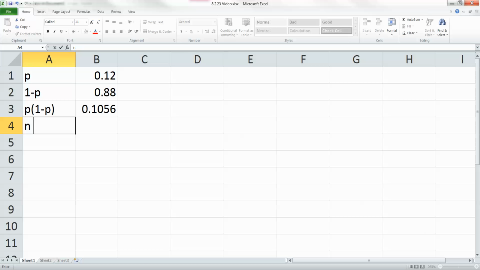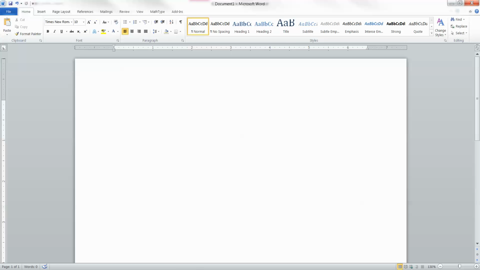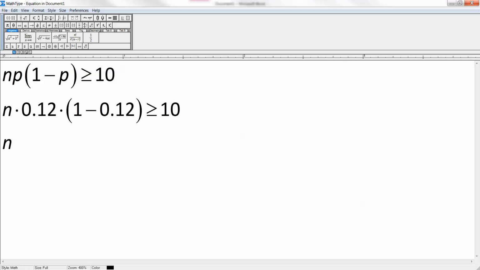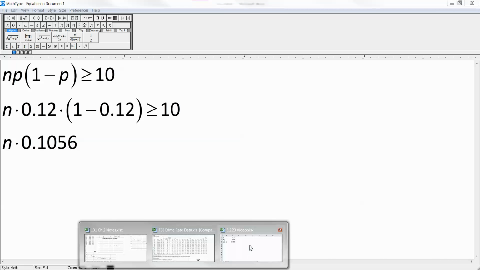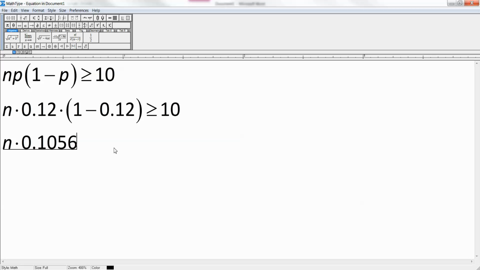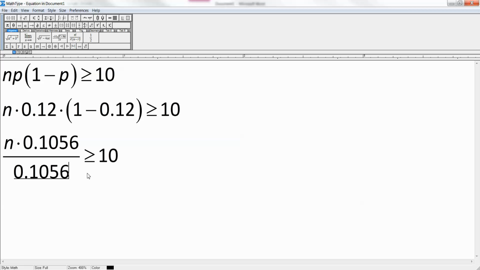Okay, so then to find n, let me bring back the Word document. We know this is n times 0.1056, and that must be greater than or equal to 10. So to solve for n, we need to divide both sides by that 0.1056. You do it to the left, you've got to do it to the right to keep things fair and balanced. And so then n must be greater than or equal to whatever that is.